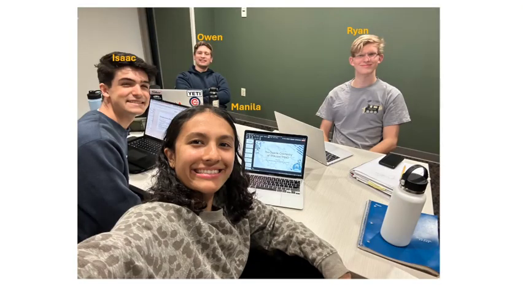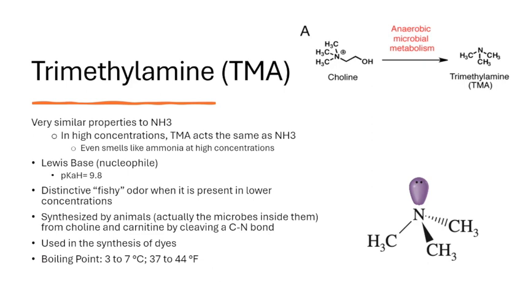And I'm Ryan. So this is the compound we are doing our project on, trimethylamine, otherwise known as TMA. You can tell in the image that it is a nitrogen attached to 3 methyl groups, which makes this compound a tertiary amine. It has very similar properties to ammonia, NH3, especially in high concentrations. It's when it acts the most similar. It even smells like ammonia in high concentrations.